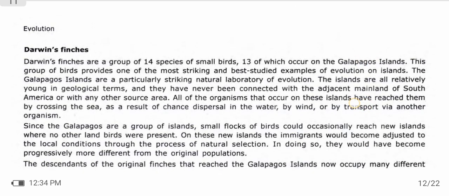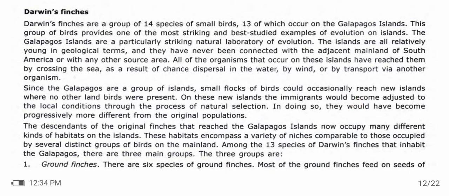Then Darwin's finches. Darwin's finches are a group of 14 species of small birds, 13 of which occur on the Galapagos Islands. This group of birds provides one of the most striking and best studied examples of evolution on islands.